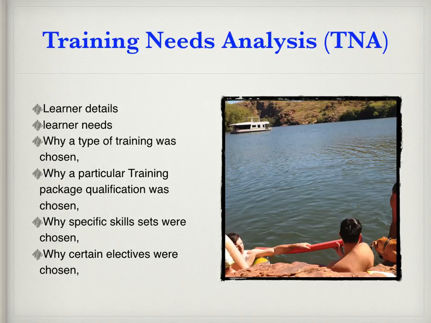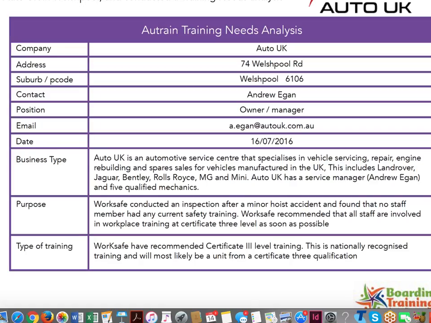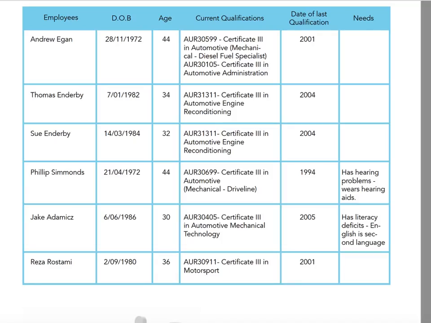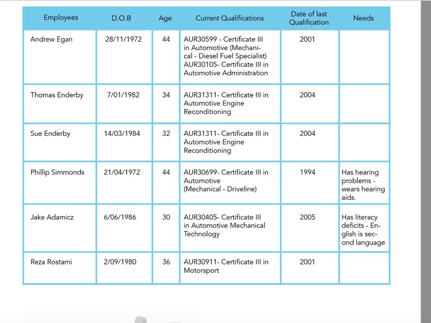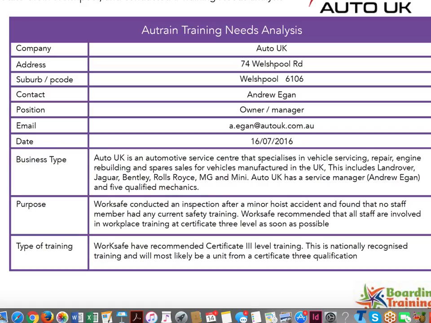We do have a training needs analysis, and you'll find this a bit further on in the notes, but we're going to have a quick look at it now. And you'll see here there's these 3 parts to it. This part here, which is general information about the actual employees, and then what was recommended training. So let's have a quick look at this. So you can see here it's got the company, their address, contact details, that sort of thing, the business type, the purpose of the business, and the purpose of the training.